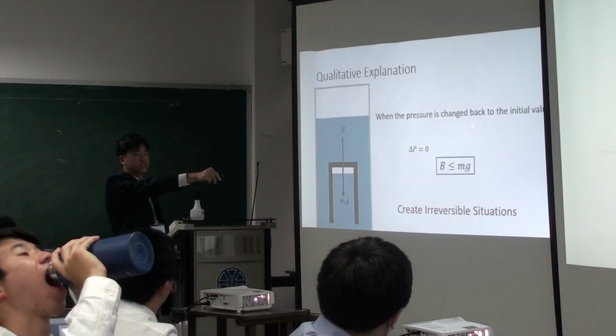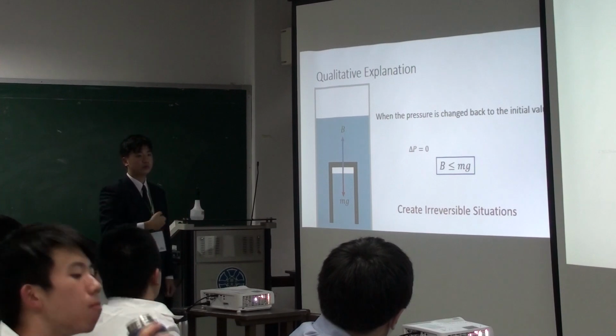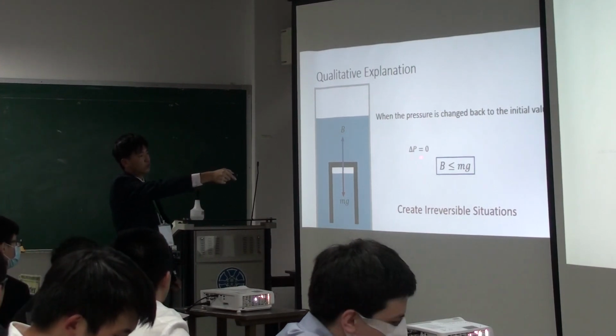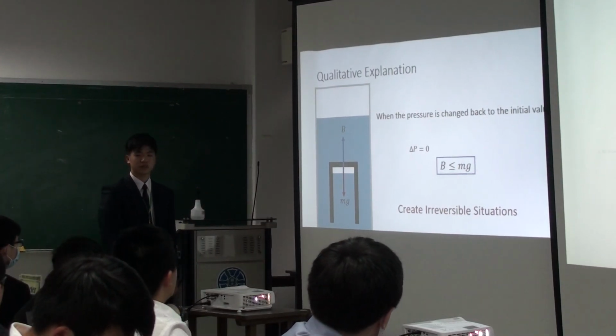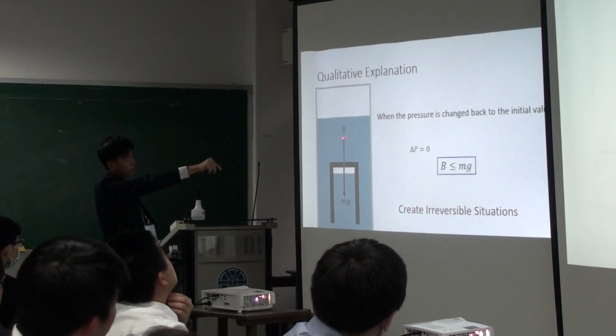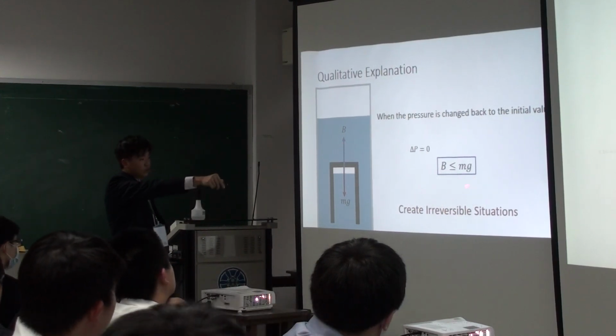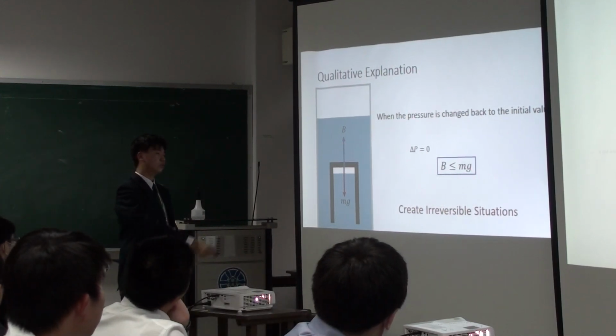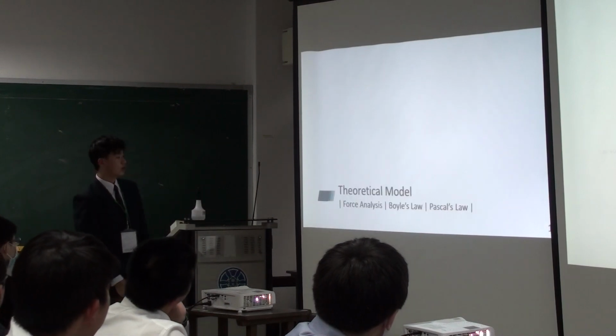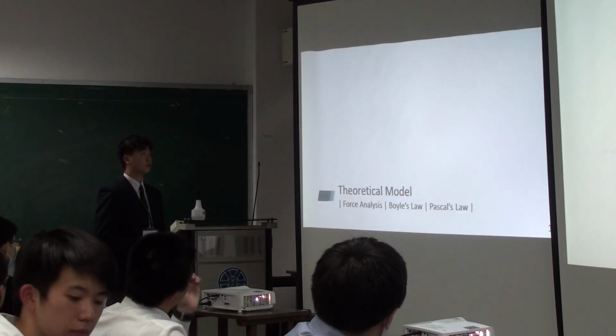When the pressure is changed back to its initial value, as the problem statement has mentioned, the delta P will equal 0. And there are two main forces that affect the motion of the diver, the buoyancy and the gravity. If the gravity is bigger than the buoyancy, it will create irreversible situations. And the next part is our theoretical model.